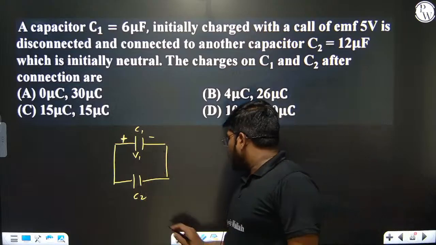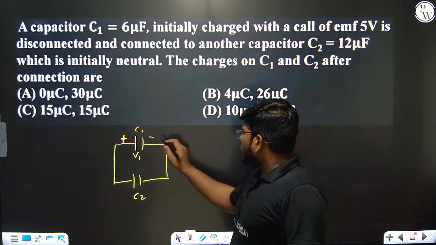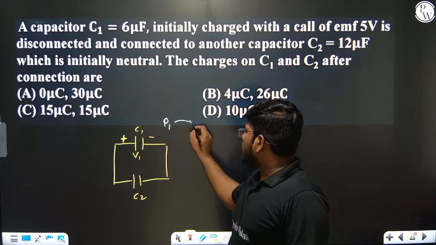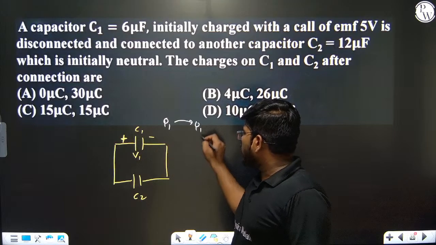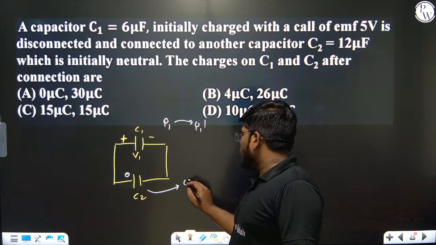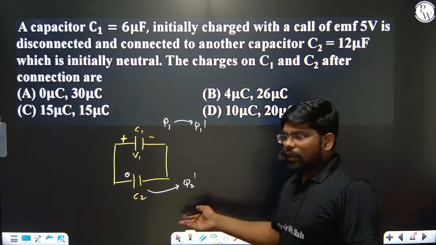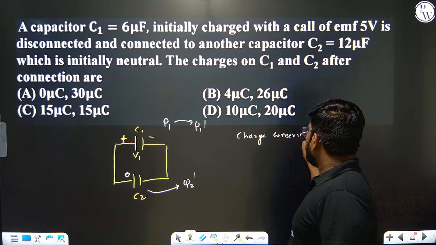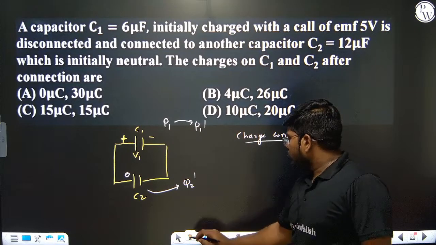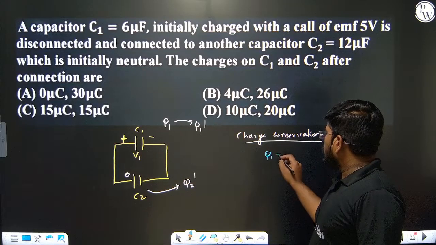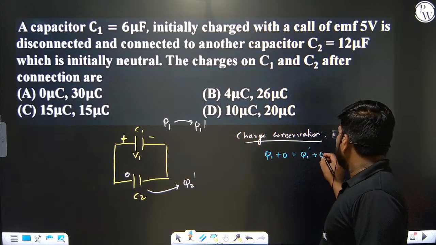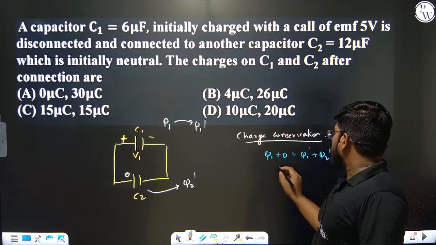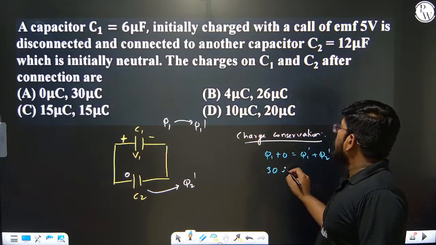Okay, so initially, how do you write here? There are two unknowns, we require two equations and one equation will be charge conservation. Initially this is having charge q1, it becomes q1 dash. Initially the other is having charge 0, it becomes, let us say, q2 dash. So we apply charge conservation, a direct standard model question. Initial charge q1 plus 0 is equal to q1 dash plus q2 dash. Initial charge is CV, that is 6 into 5, 30 micro coulombs.